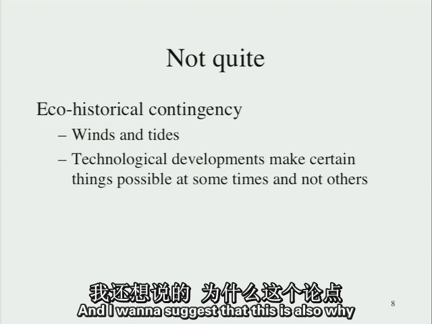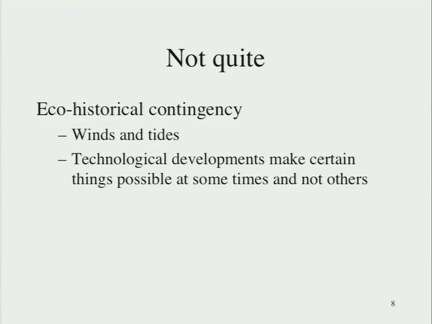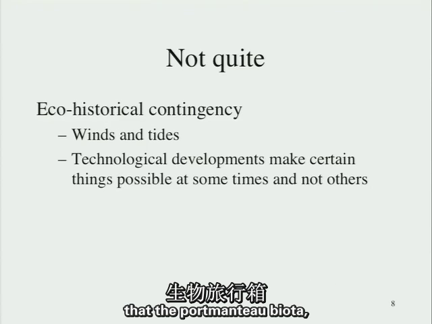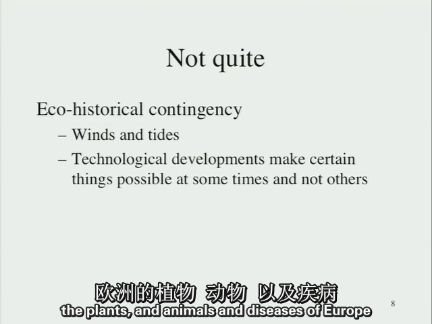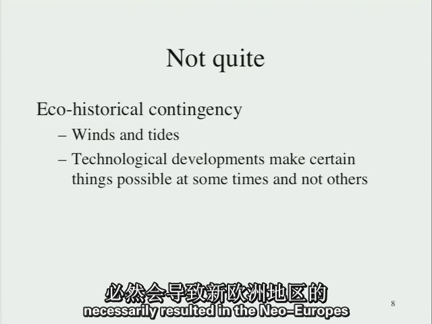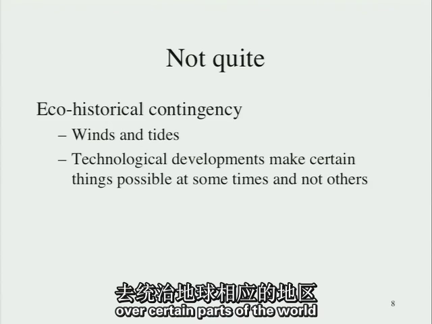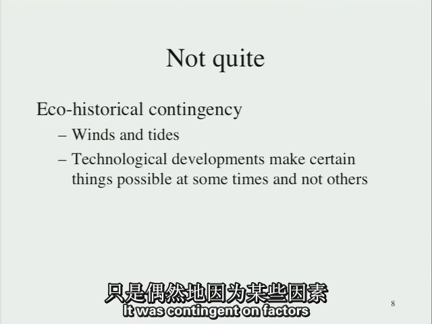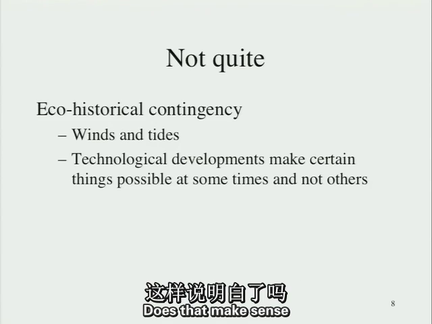And I want to suggest that this is also why the argument is not tautological, because he's not actually saying that the portmanteau biota, the plants and animals and diseases of Europe, necessarily resulted in the Neo-Europes and the domination of European descendants over certain parts of the world. It didn't have to happen, right? It was contingent on factors that were independent of the portmanteau biota themselves. Does that make sense?